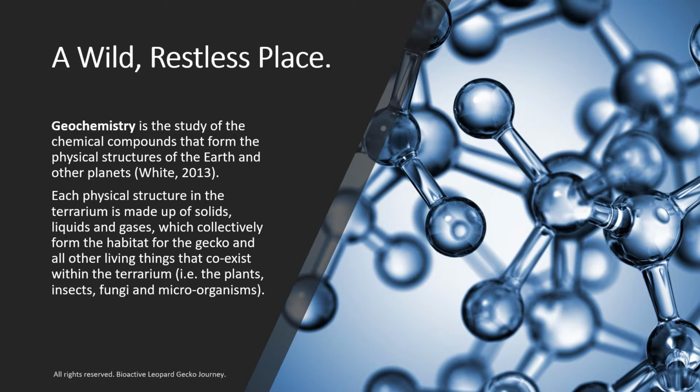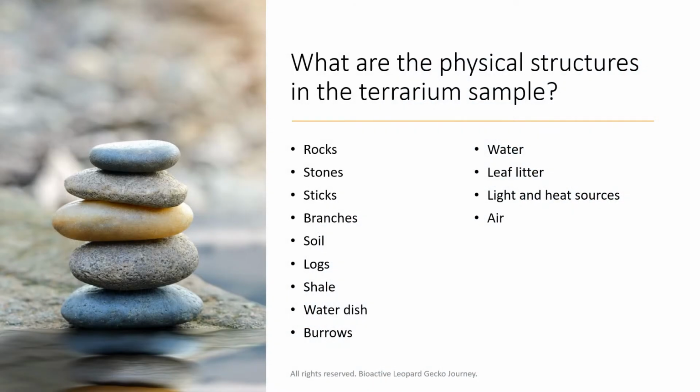And this applies to other solids, liquids, and gases, such as water, which is made up of hydrogen and oxygen. We don't see those chemicals working together, but basically, in a nutshell, the physical things that we see in the terrarium are made up of tiny particles, and collectively they create that habitat for the leopard gecko. So that is geochemistry. Basically, it makes the earth a wild, restless place. And this can be applied to the terrarium as well. It's not just a still environment, there's a whole lot of things going on that we don't see. So these are the physical features in the terrarium sample.